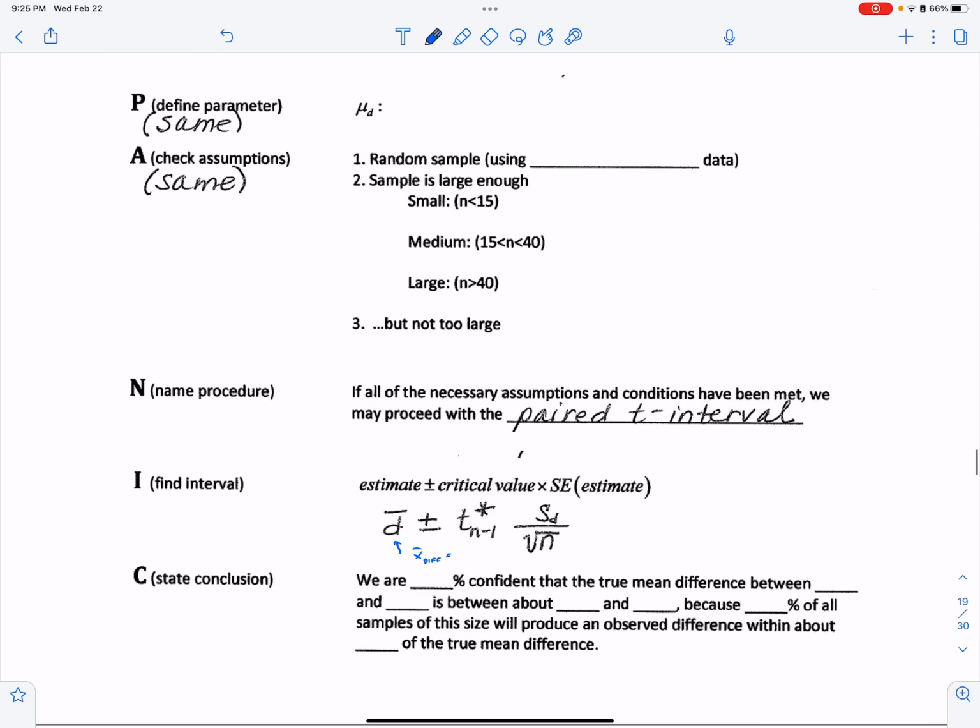The confidence interval is absolutely the same as what you've been doing. The interval, of course, is just going to be d bar plus or minus t n minus 1 times the standard error.